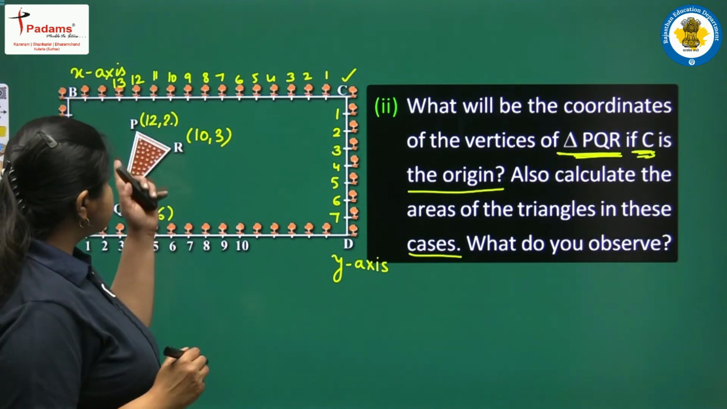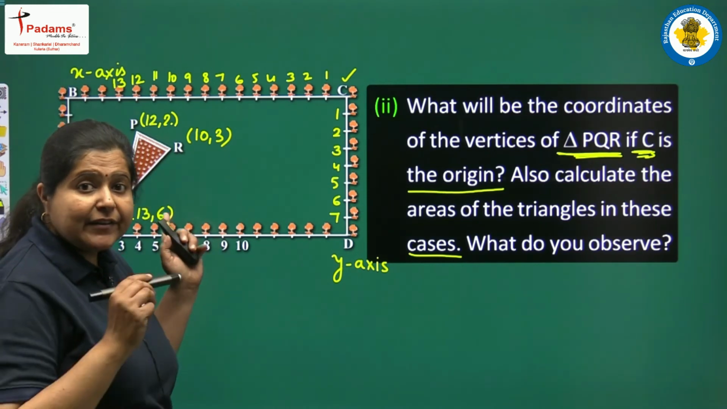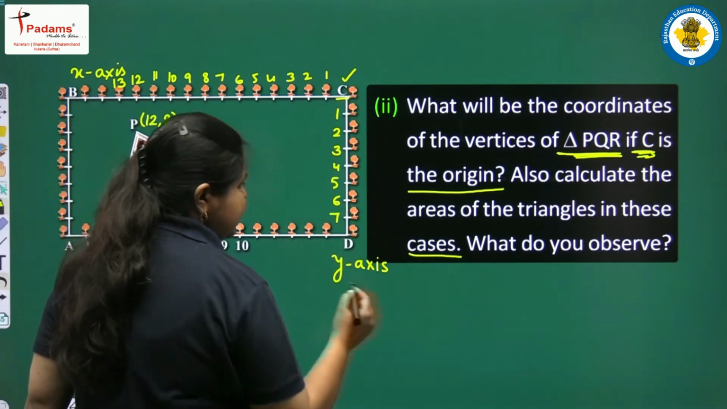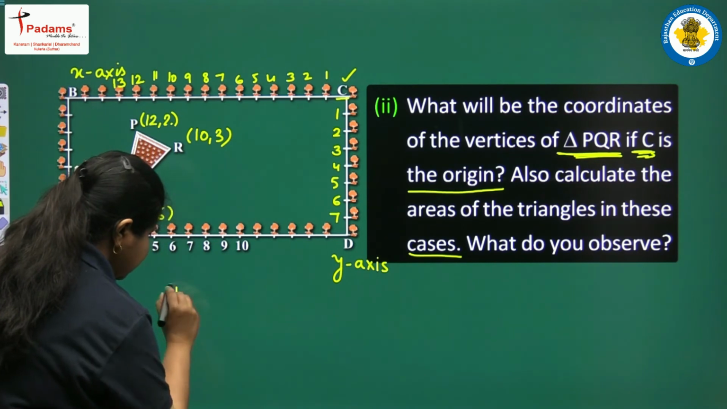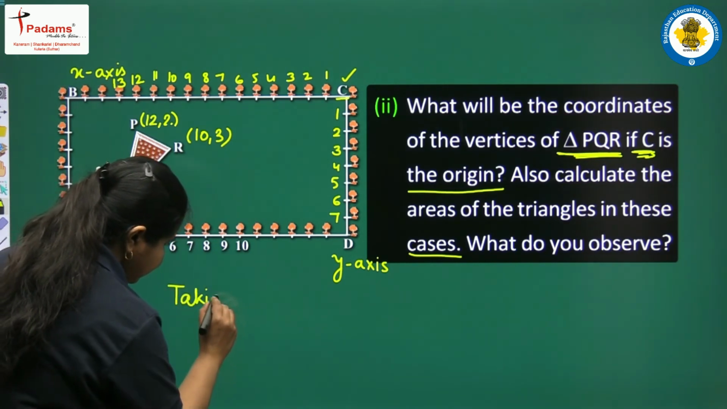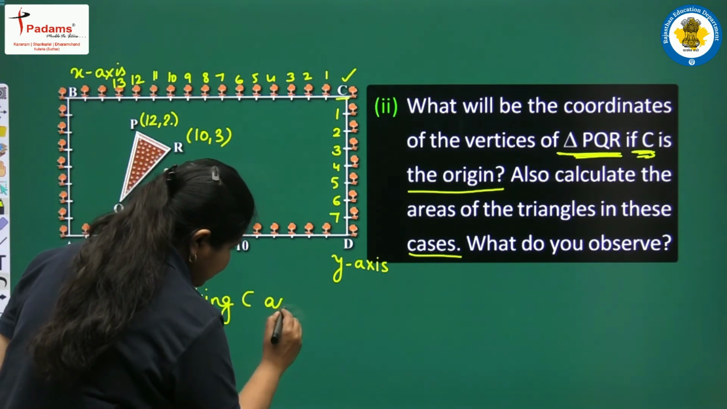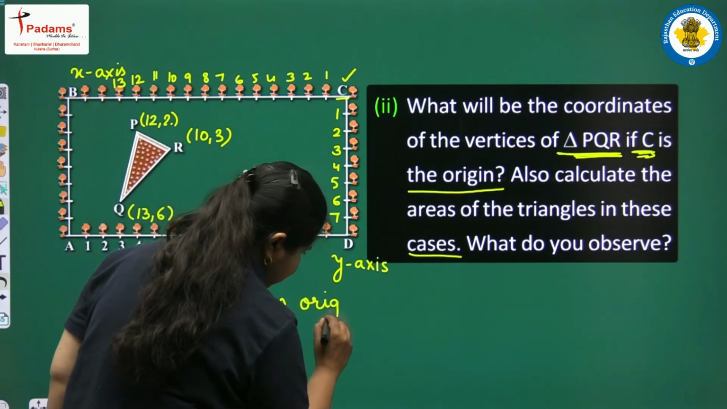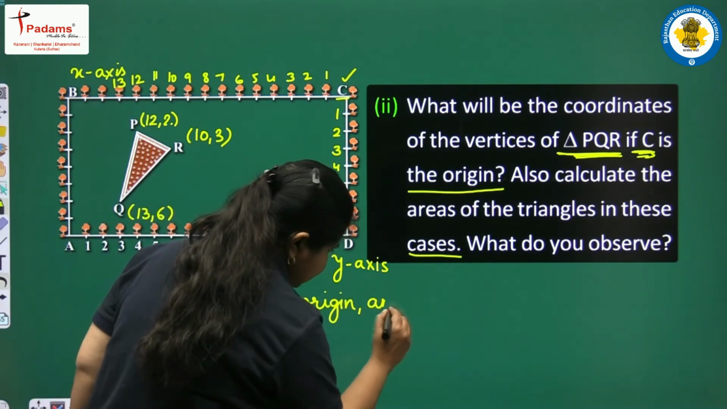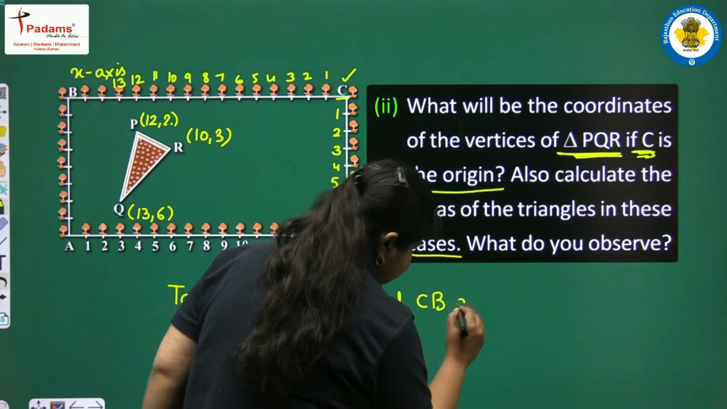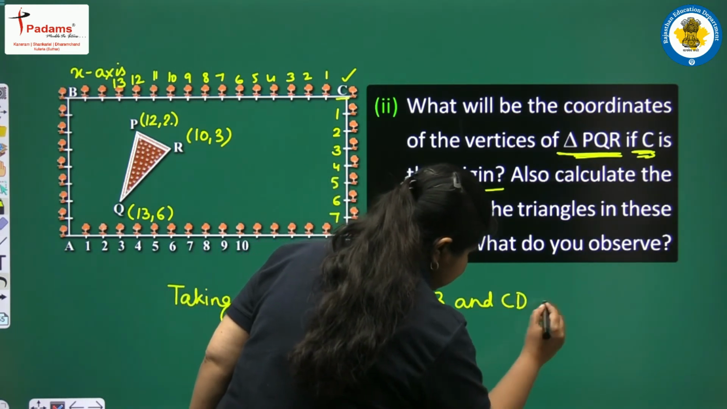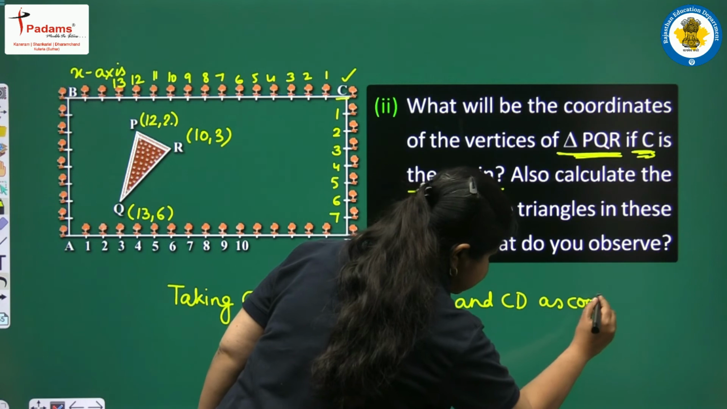and this gives us the coordinates of points P, Q and R when we are taking point C as the origin. So we can write the answer here, taking C as origin and CB and CD as coordinate axis.